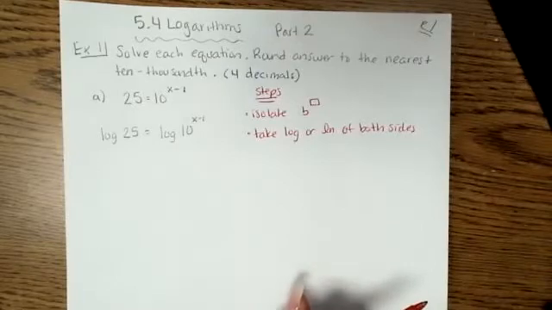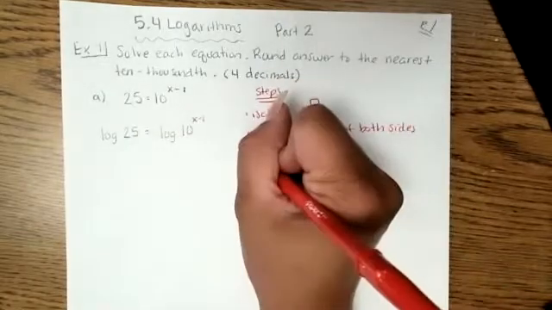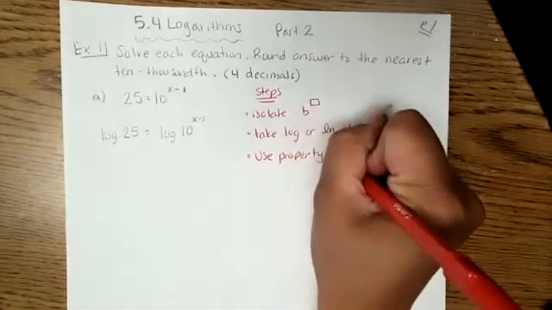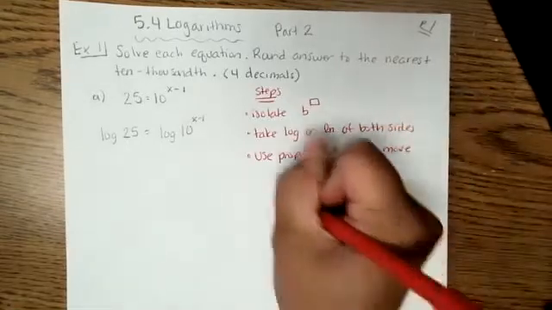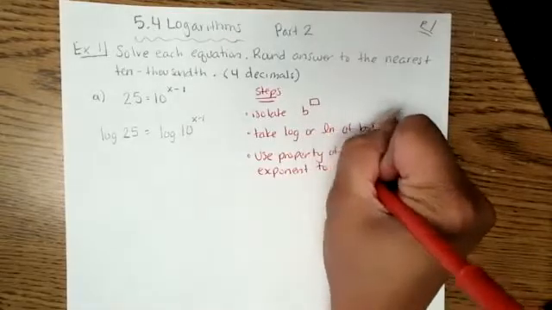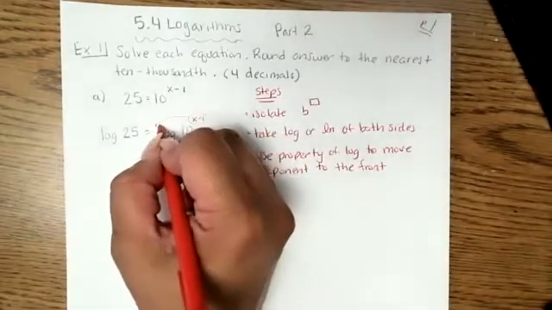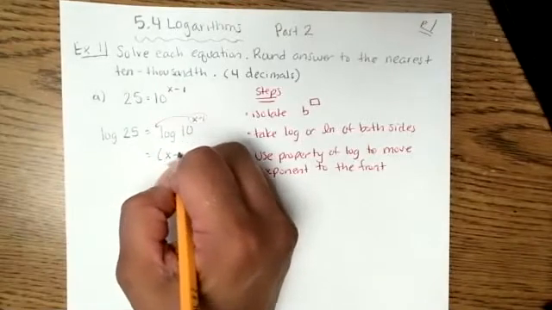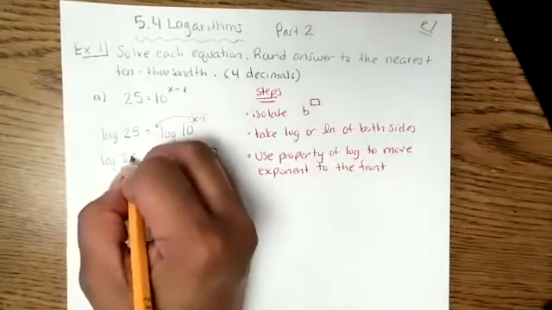Now, recall the properties of logarithm. In the properties of logarithm, you can move this exponent to the front. So this is going to go out to the front. Now make sure that that stays together. So it's going to be a parenthesis x minus 1, logarithm of 10, and then we have the logarithm of 25.